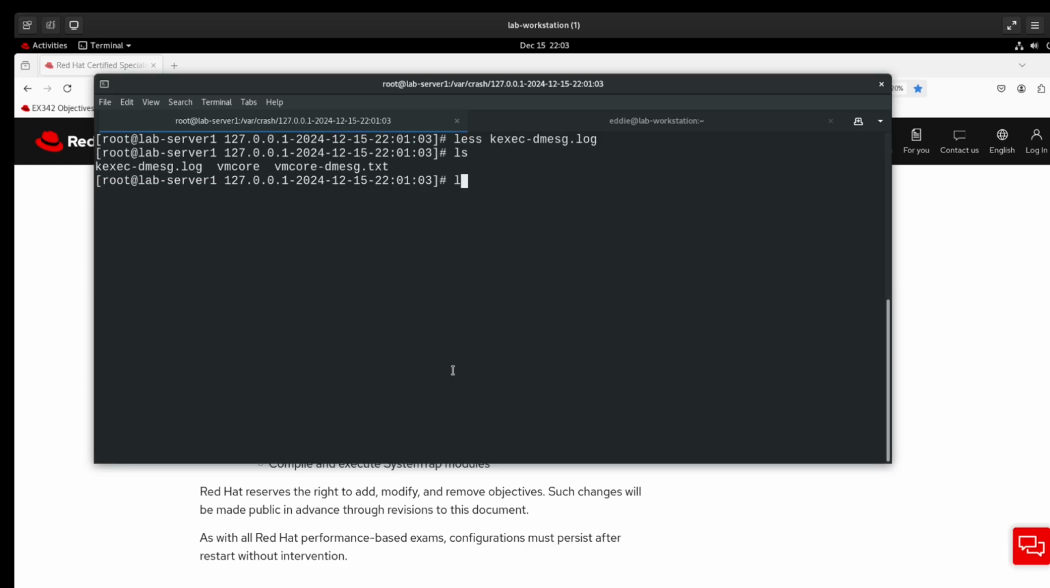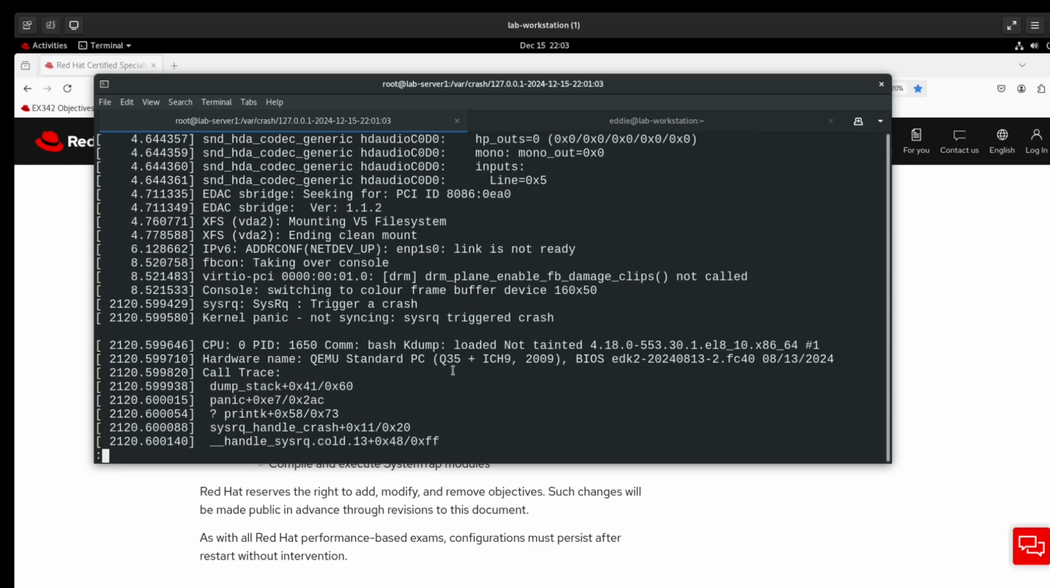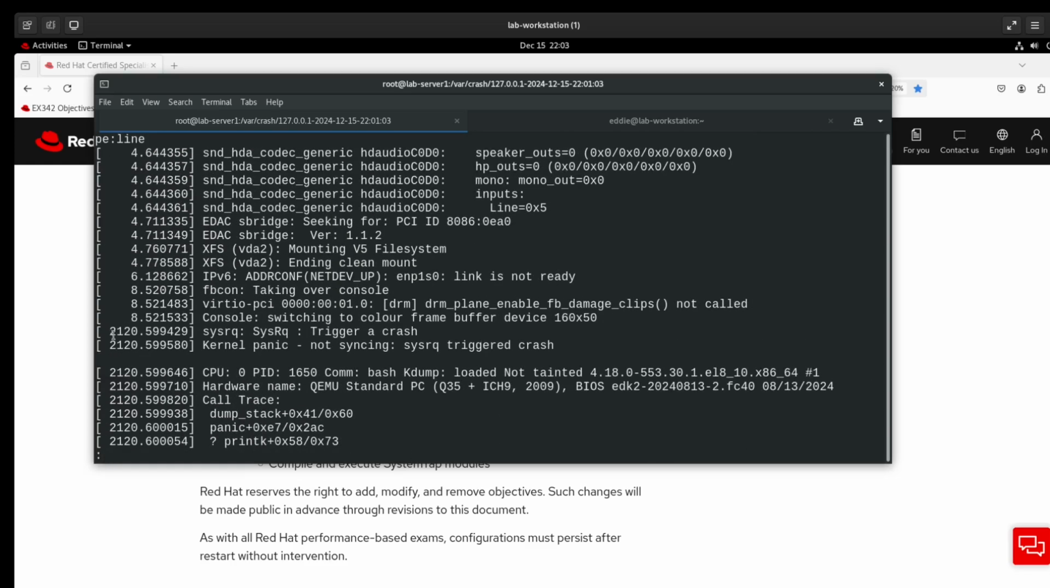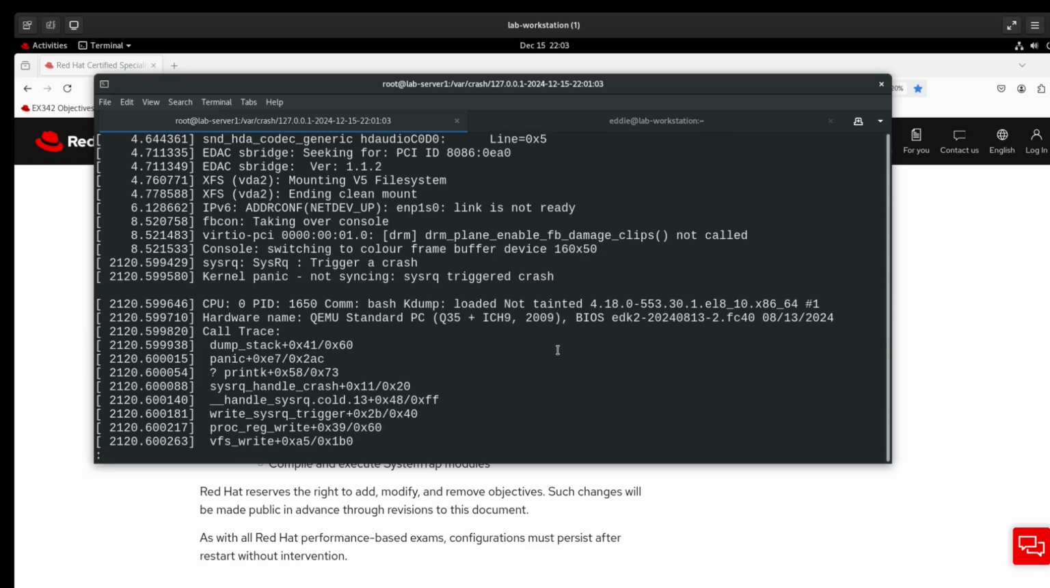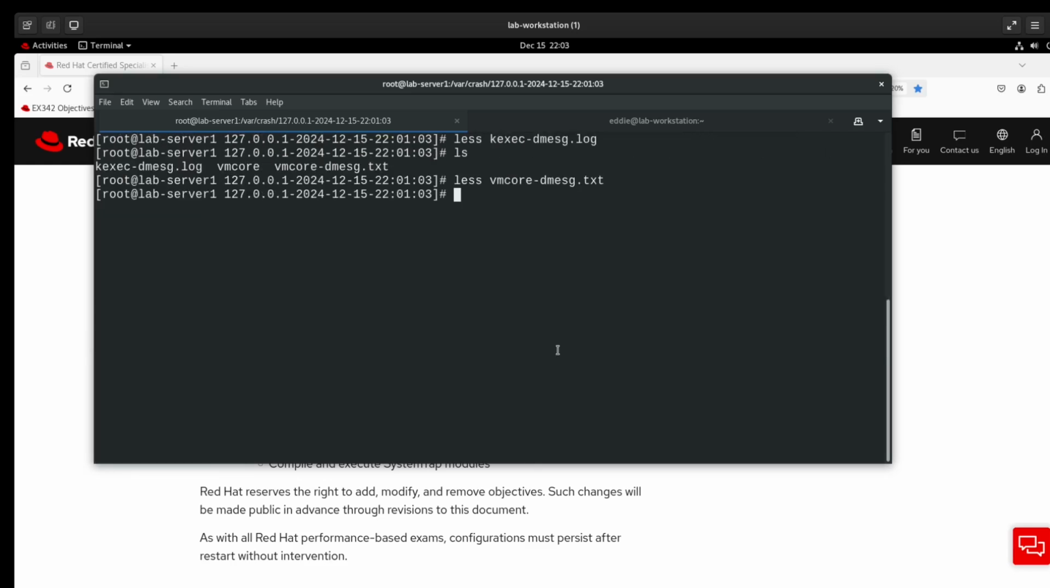Let's take a look at vmcore-dmesg.txt. Let's see what this shows us. All the way to the end here and kind of go backwards. Here is our sysrec. We triggered a crash. So what this might potentially show us is what happened right before the crash, and then we can do some troubleshooting from there. Let's see if this is, no.